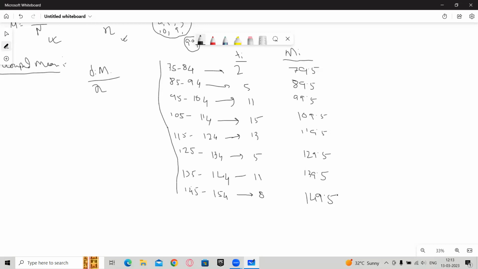Now we can calculate the mean. How? We multiply the frequency by the midpoint. If you multiply those values, what will it give? If you have a calculator, you can start, or maybe on mobile. Suppose 2 into 79.5, what will it give you? 159. Clear.